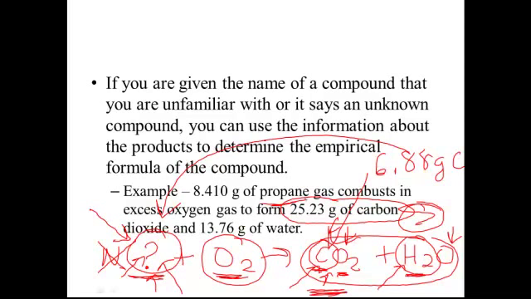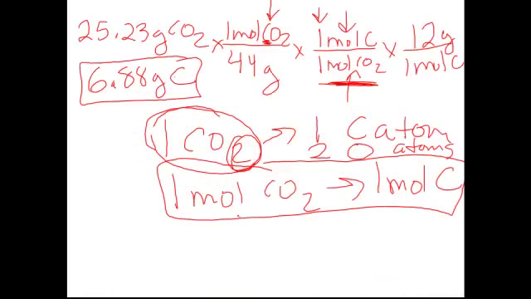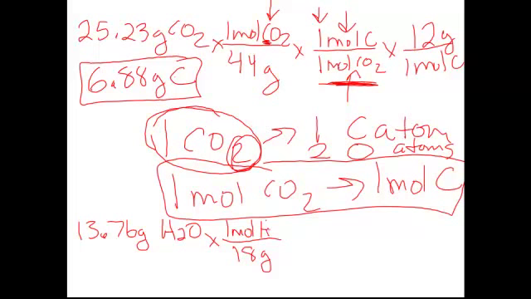Now, we need to do the same thing, but now we need to figure out how much hydrogen we have. So it tells us it makes 13.76 grams of water. So let's do basically the same thing. 13.76 grams of water. Using my periodic table, there are 18 grams in 1 mole of water.